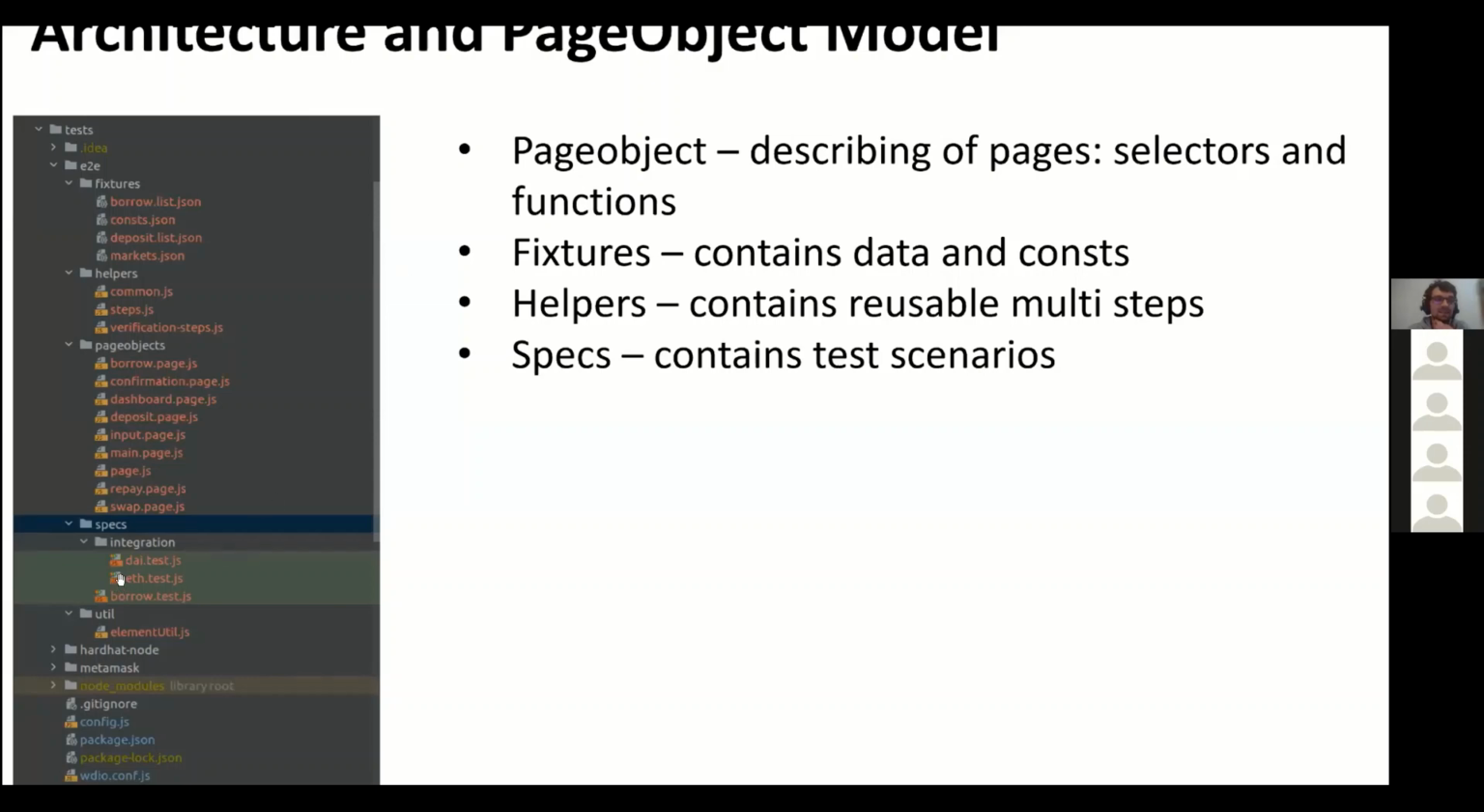The second one is fixtures, where we collect all our test data, and helpers, where we collect our steps, verification steps, or other things which could be reusable. And the last one is the specs folder, which contains the specs which we will execute.